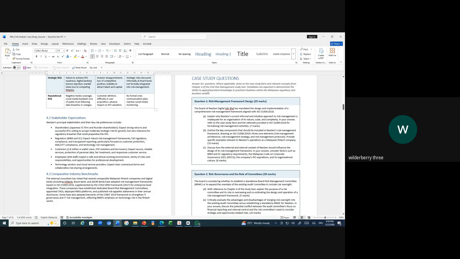That is very, very comprehensive. But if you deal one time with this case study, then you really learn a lot, because you dive deep into the practice of risk management framework design in this case, and also what the risk governance and the role of the committee are.